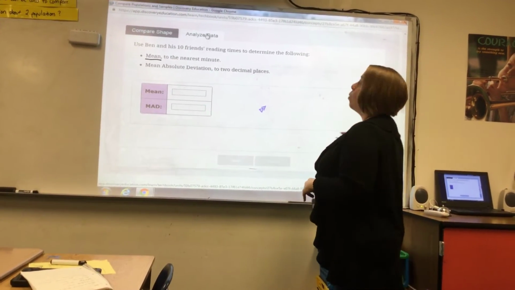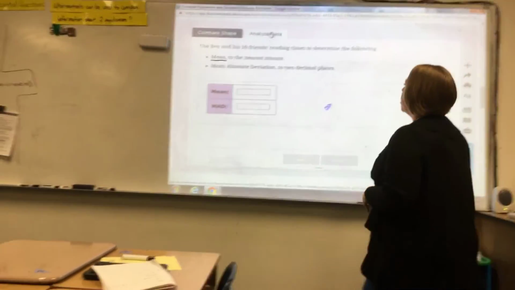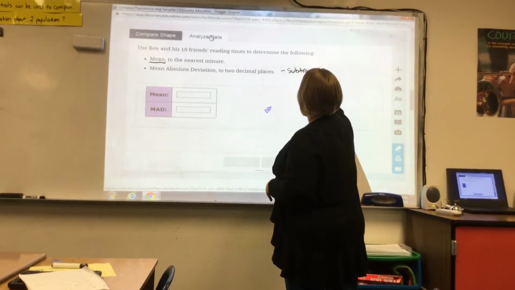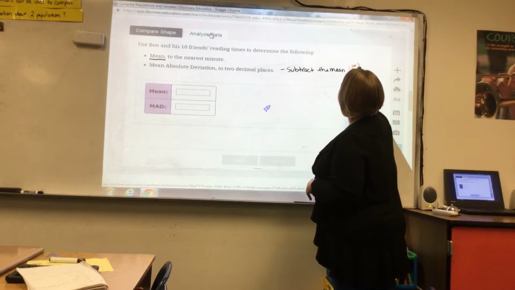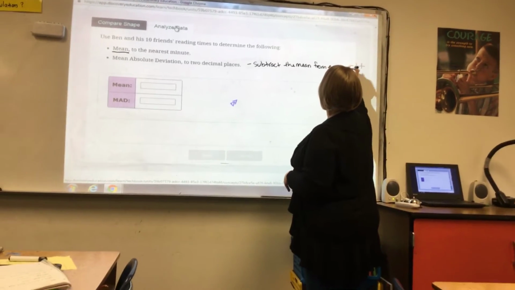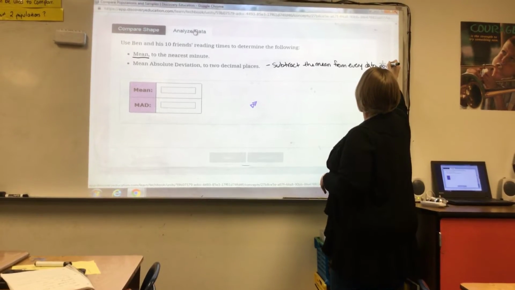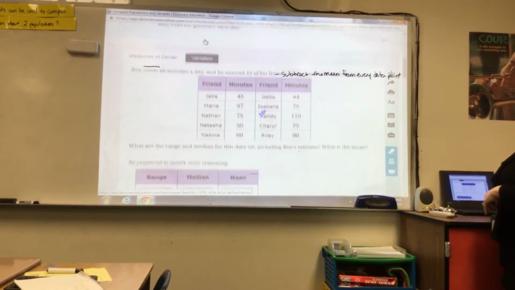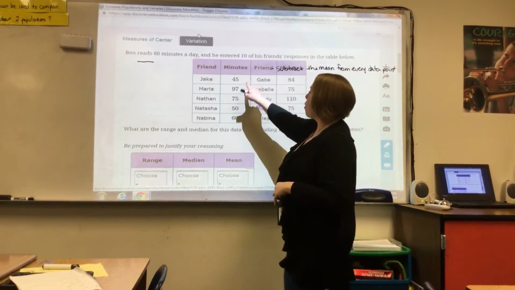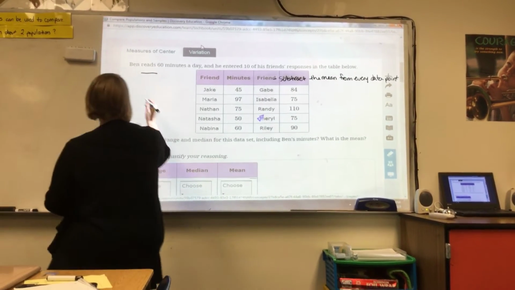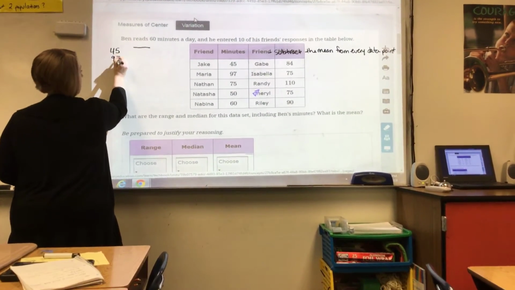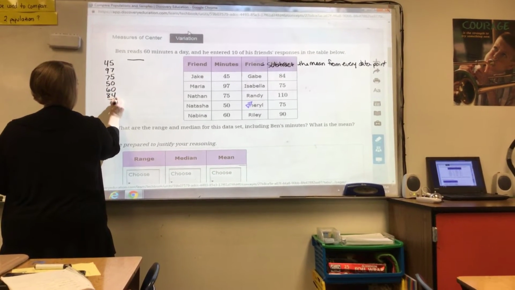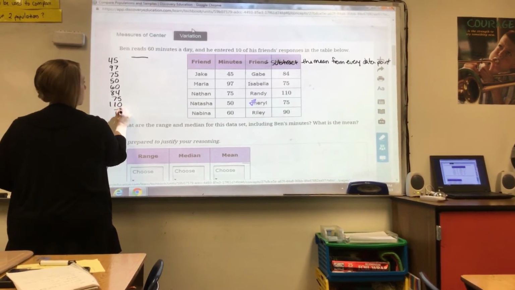You have it. But they want us to find the MAD. The way we find the MAD is we're going to subtract the mean from every data point. So we're going to take the chart, and give me a second. I'll try to flash the chart back up. There it is. So we're going to subtract the mean from each one of these. I'm going to write it over here. So we have 45, 97, 75, 50, 60, 84, 75, 110, 75, 90.